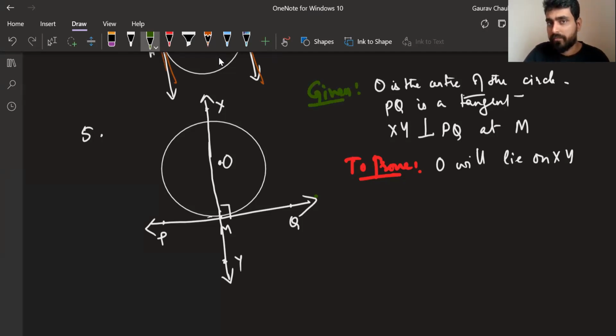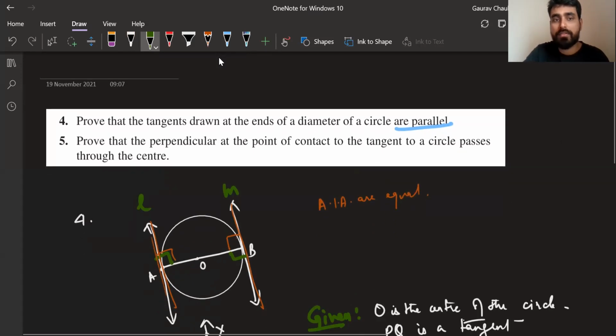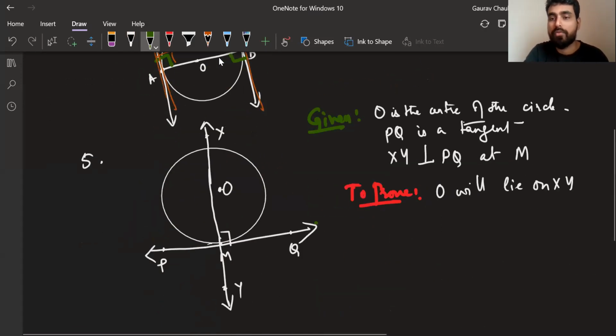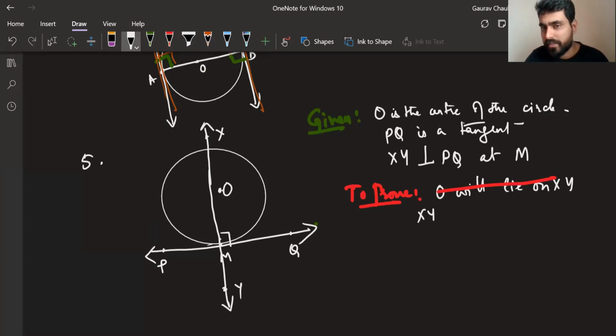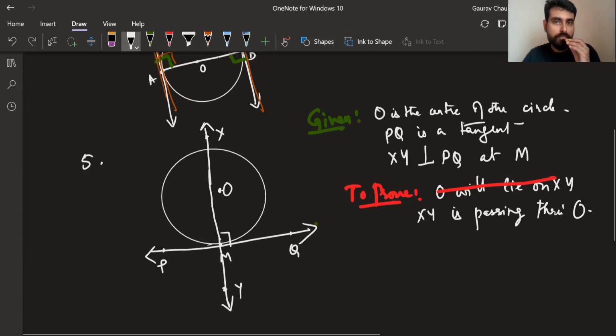Are you understanding? They are asking us to show that XY is passing through O. We can write it like this also: XY is passing through O. Understanding? Yes, sir. Okay. O is the center, we are just assuming that O will be the center. All right with this. Now, let's see. Okay. Everyone is at 5 here.